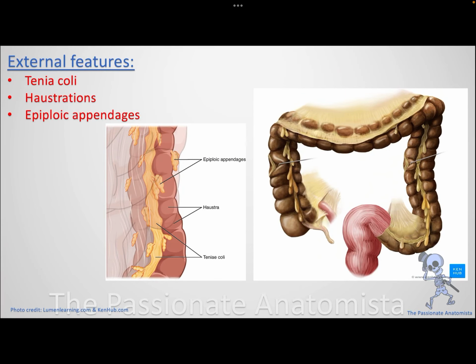Now, moving on, the external features. So basically, the large intestine starts from the cecum, and then it continues as the ascending colon, and then the transverse colon, and then the descending colon, and then we have the sigmoid, and then we have the rectum. And why do we call it a cecum? Because it's a blind-ended pouch. Cecum in Latin means blind-ended pouch.